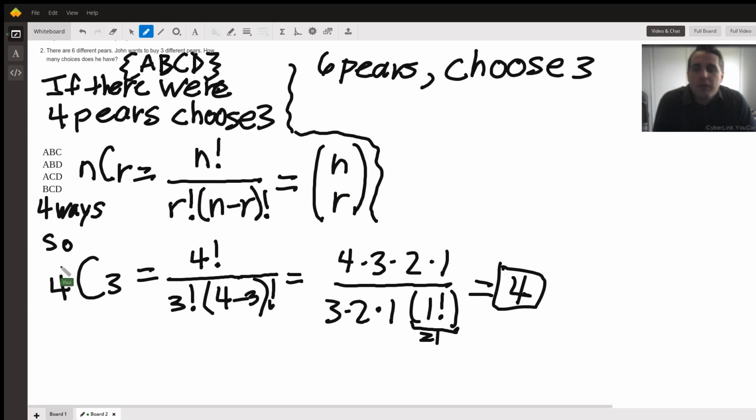So if you were to do 4 pears and you choose 3, 4 factorial over 3 factorial times (4 minus 3) factorial. A factorial means you multiply everything all the way down to 1, starting with that number as integers. So you should have 4 times 3 times 2 times 1 over 3 times 2 times 1 times 1 factorial. Now 1 factorial is just 1. So notice everything cancels here except for the 4. So that's why we have 4 ways right here.